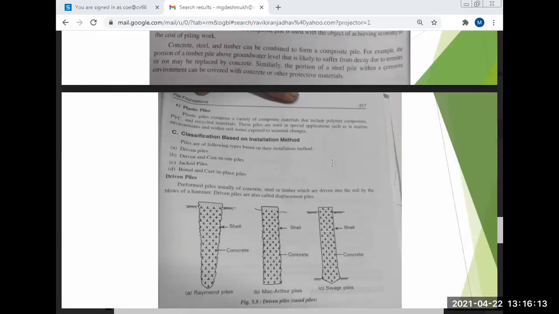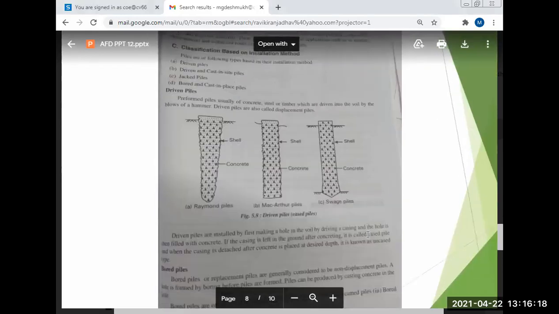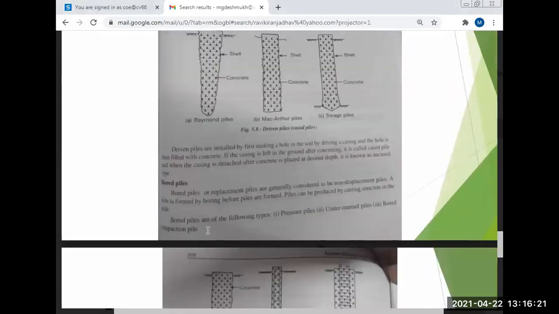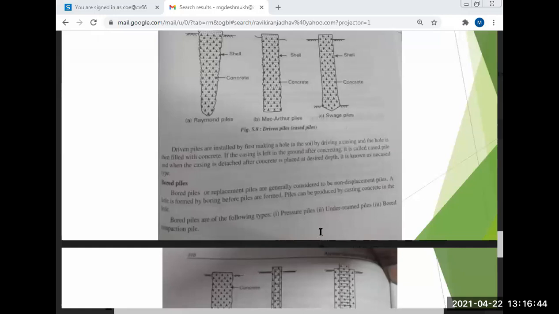Okay, so these are the different methods. And shell concrete, how these are driven. Bored piles are again of different types: pressure piles, under-reamed piles, bored compaction piles. Like this, you can take.